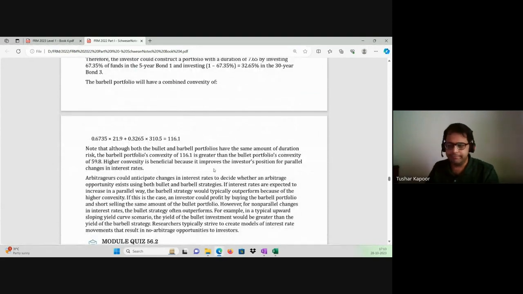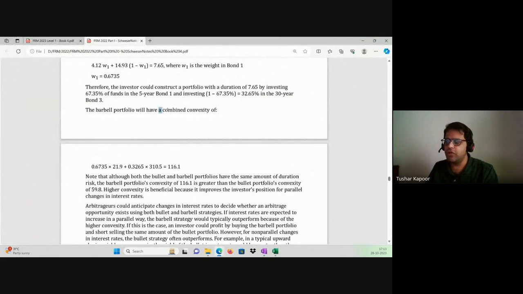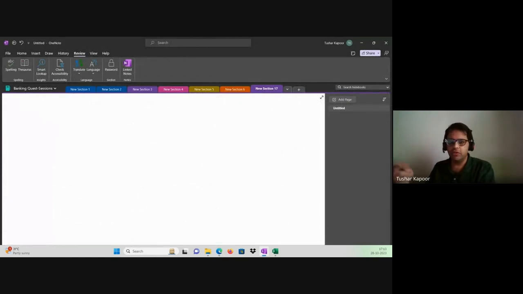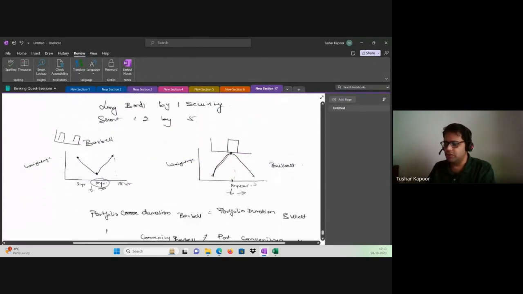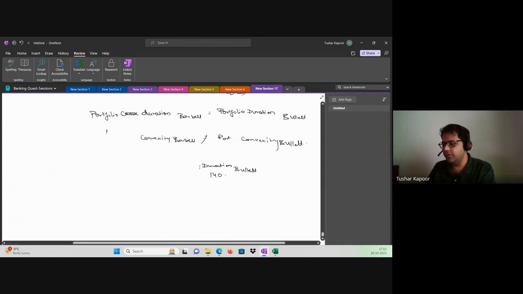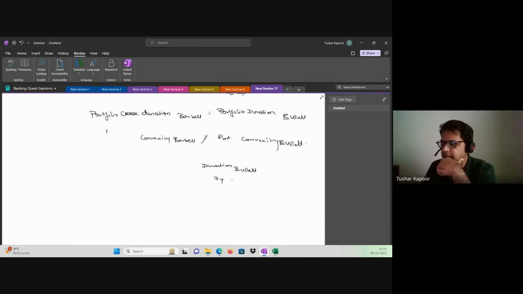Now, if you want to do the matching, you should know how to come up with the combined convexity. The point is very simple: how should you split your portfolio if you want to match the duration? Let's say the duration of this bullet portfolio, which has only one security investment, is, let's say, 7 years.